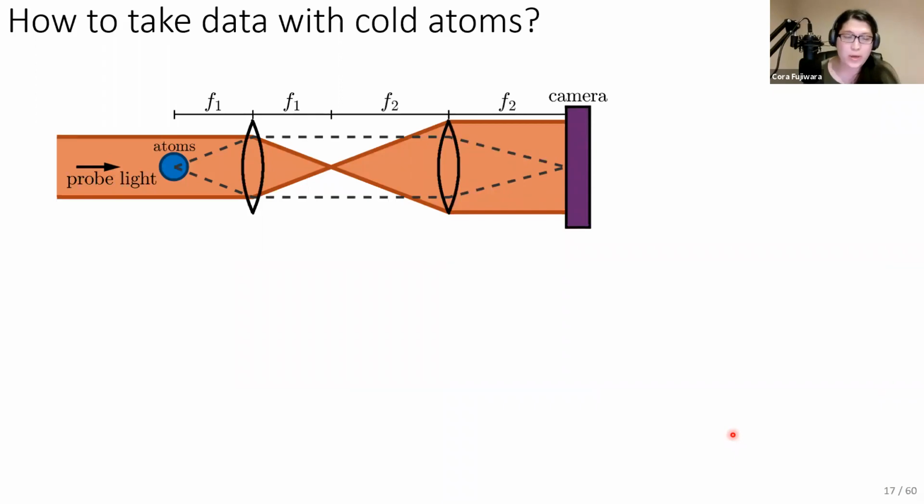So that's what I'm showing you here. Here is a gas of, say, atoms, which is this blue ball. It's a cartoon. And what I'm going to do is shine light that's resonant with that transition. As we just mentioned, the atoms are going to absorb those photons via stimulated absorption. Through some application of lenses, we can image this shadow onto a camera. This involves some basic ray optics.